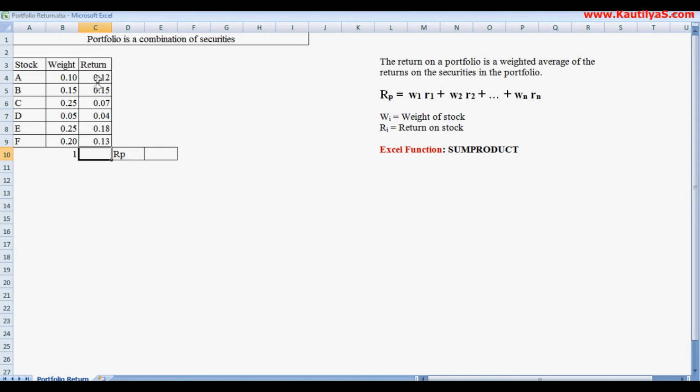So here I have taken percentages in decimals. So this is our portfolio. We invested in stock A 10% of our total investment, and stock A is yielding a return of 12%. Similarly, in stock B we invested 15% of our total investment and the return is 15%. In stock C we invested 25% of our funds and the return is 0.7. In stock D we invested 5% and the return is 4%. In stock E we invested 25% of our total funds and the return is 18%.